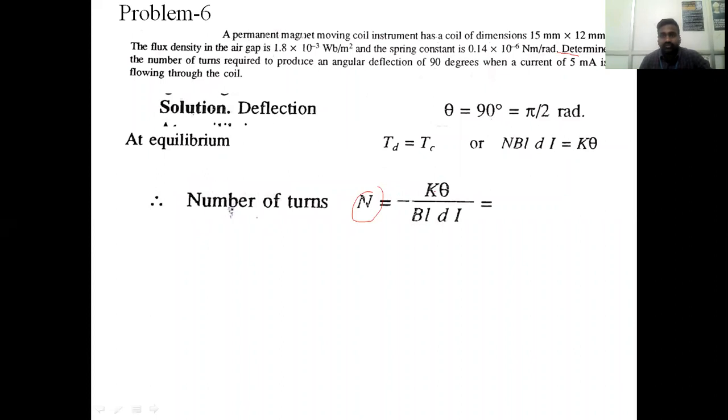So substitute the value of K. What is the value of the spring constant? That is 0.14 into 10 to the power of minus 6. Theta is represented as pi by 2 radians. We know the flux density is 1.8 into 10 to the power of minus 3. So substitute these values and post me the answer. What will be the number of turns?